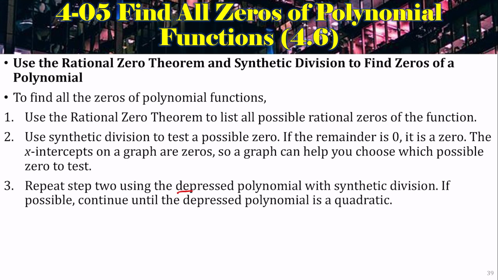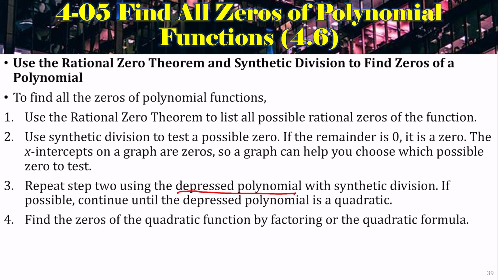You repeat using the depressed polynomial for the next time around, and then that depressed polynomial the next time around, until the depressed polynomial is quadratic. And then you can find the zeros of the quadratic by factoring or using the quadratic formula.